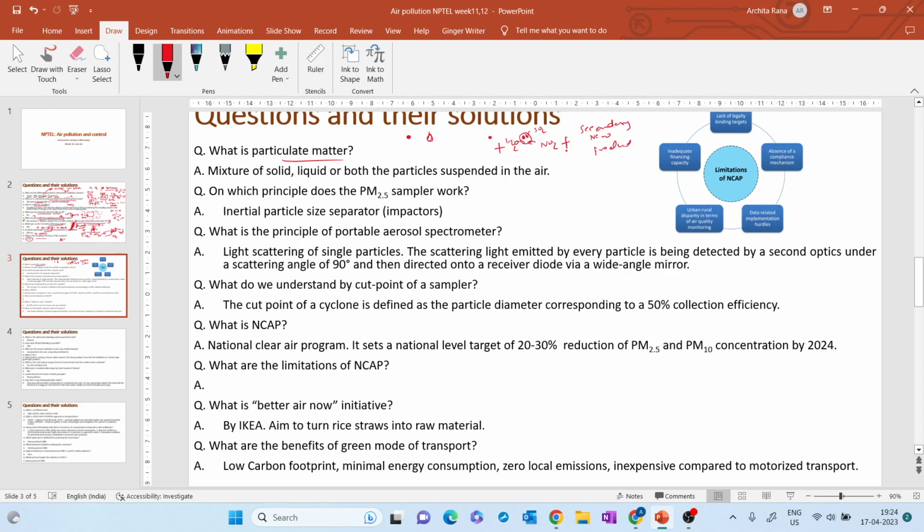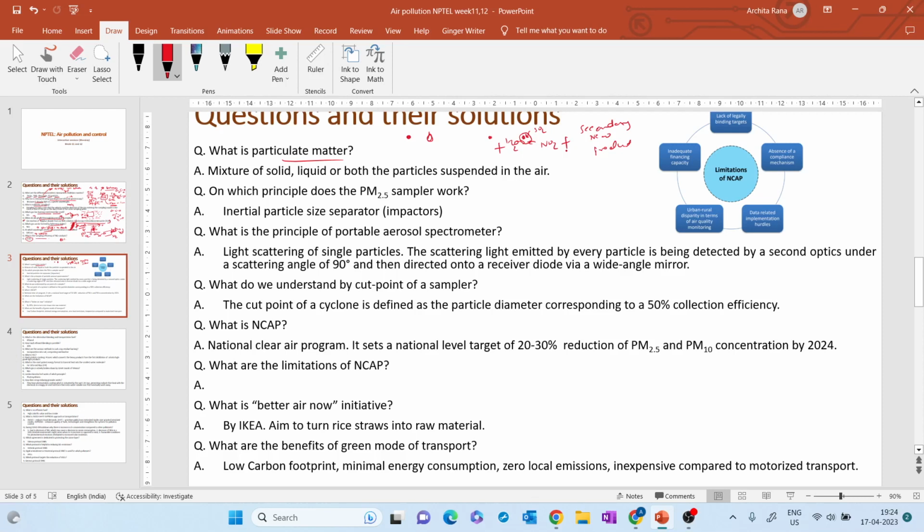Now, PM 2.5 samplers. We have multiple types of particulate matter samplers. Some measure the total suspended particles, some measure only 2.5, some are low volume samplers, and some are high volume samplers.